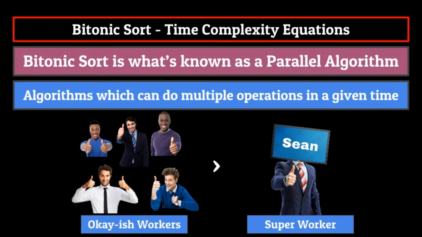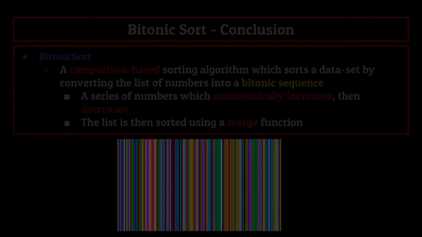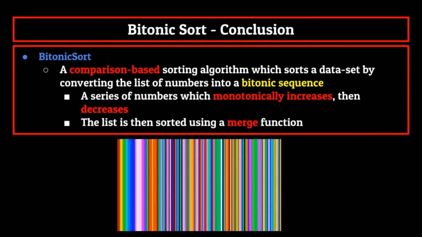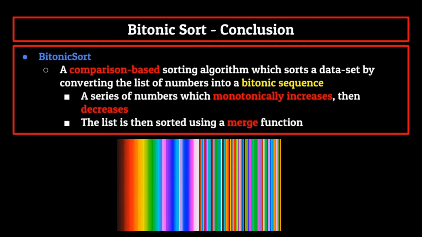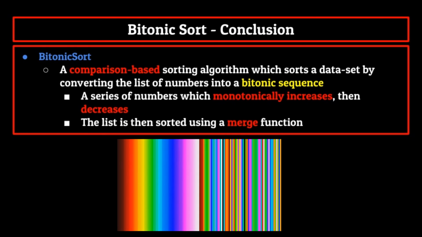And with that, we are finished today's discussion. To review, Bitonic sort is a comparison-based sorting algorithm which sorts a dataset by converting the list of numbers into a set of Bitonic sequences and then combines them to create a sorted list.